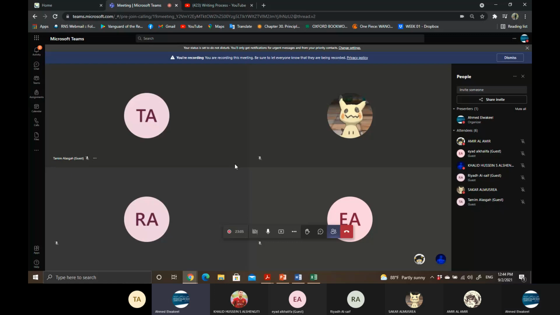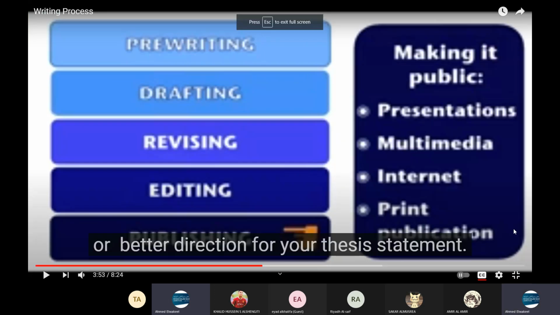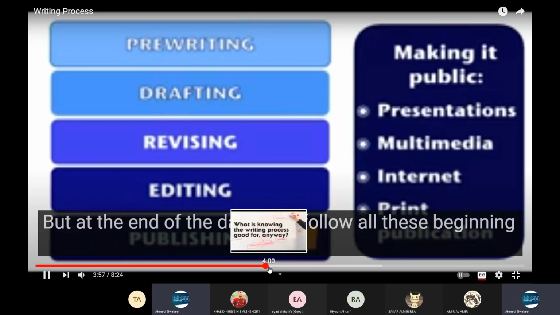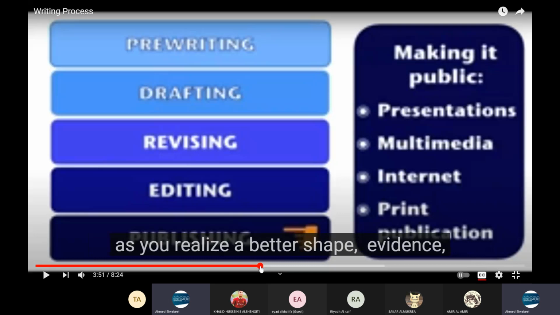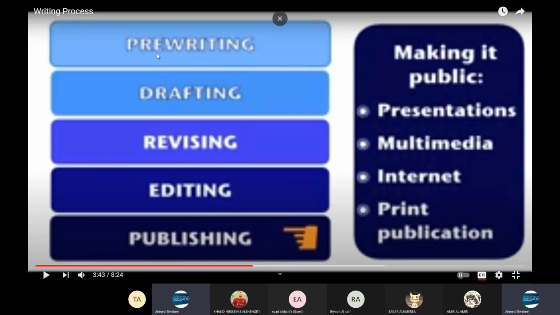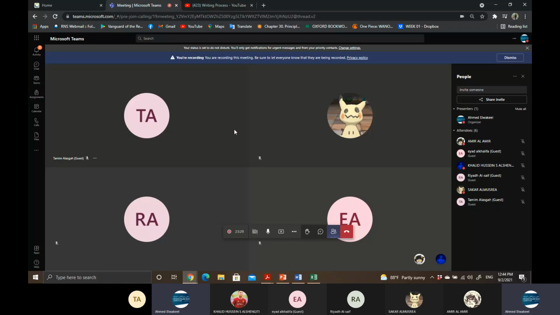So once again, I need you to write those steps. And for your thesis statement, but at the end of the day, you'll follow all these from beginning to end. I need you to write those steps: pre-writing, drafting, revising, editing, and publishing. Those are very, very important. So if you have a pen and piece of paper, please write those.